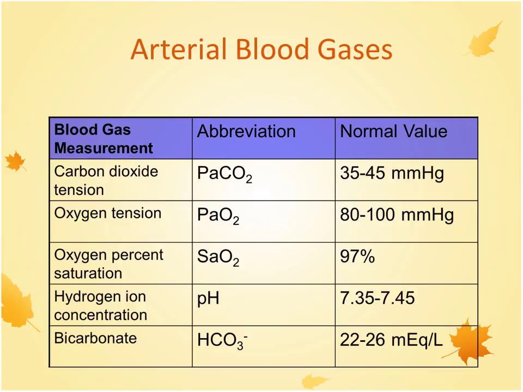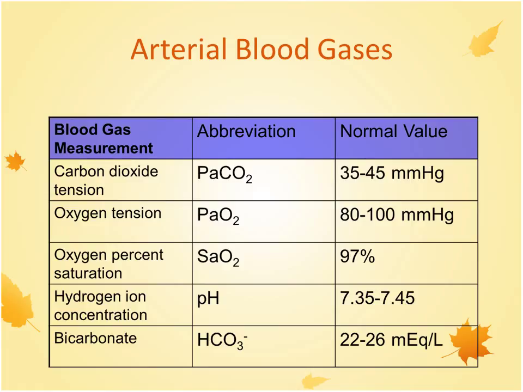If the pH is low, less than 7.35, then we would typically see a carbon dioxide level, the PaCO2, greater than 45, indicating that there's a lot of acid in the body, and so the pH would reflect that by being low. So below 7.35 is acidic, and greater than 7.45 is alkalotic. So that's a good place to start for now.